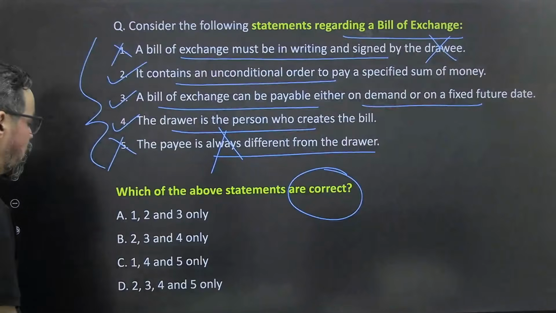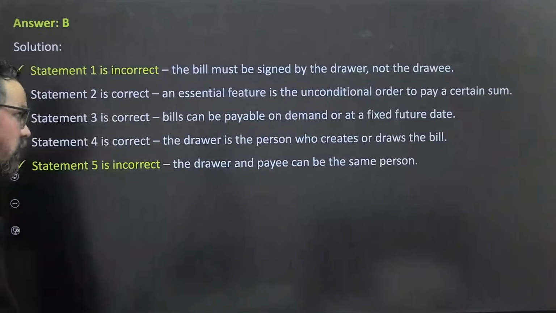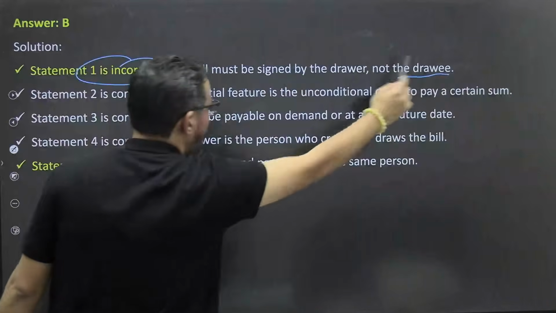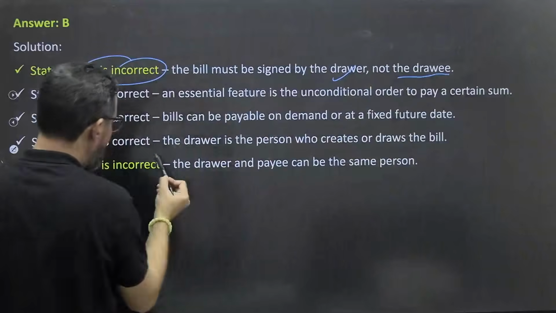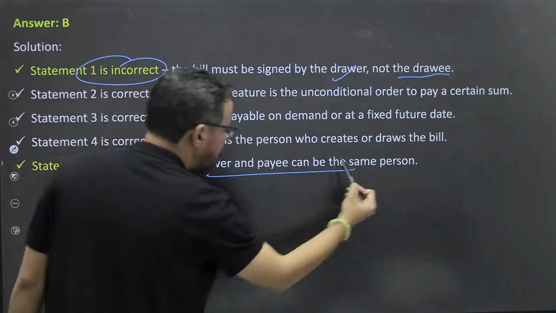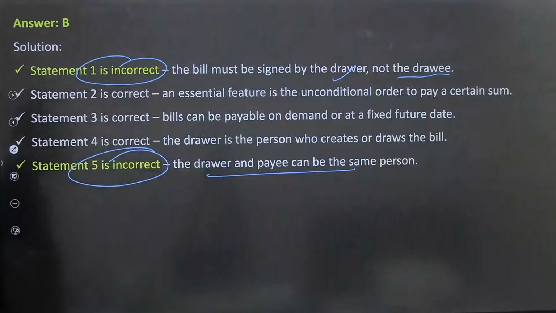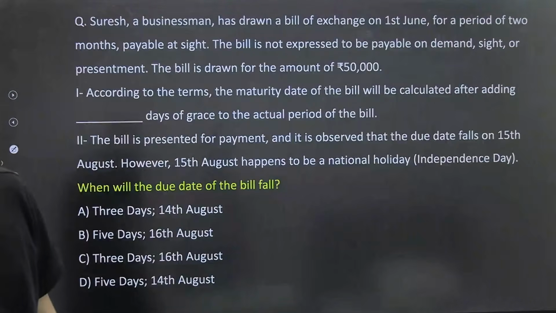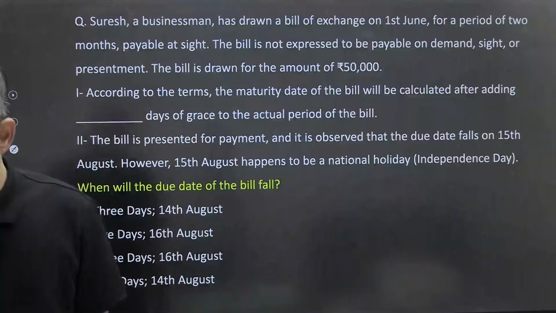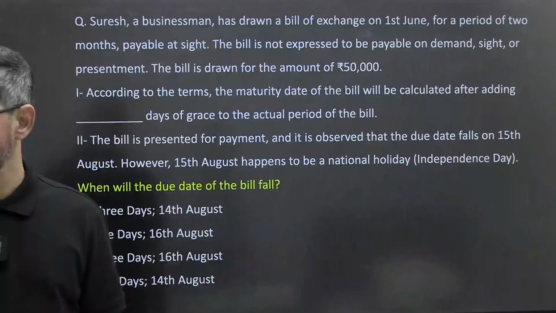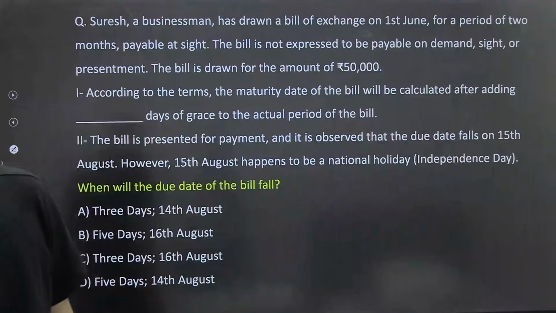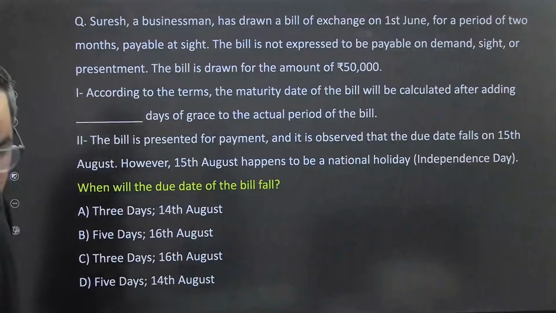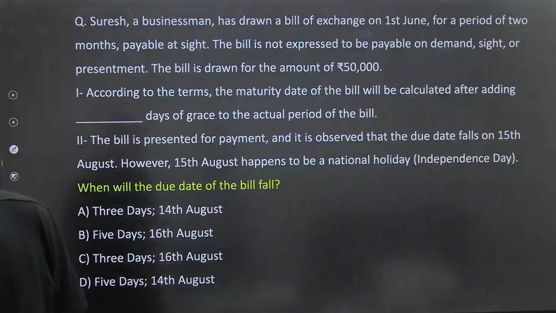So statements 2, 3, 4 means option B will be the right answer. Statement one is wrong, since it is drawn by the drawer, not by the drawee. The fifth one is that it can be the same person. Please quickly go through this next question.